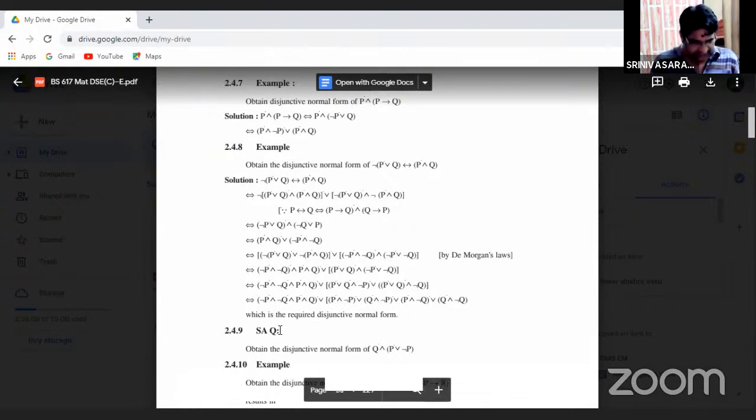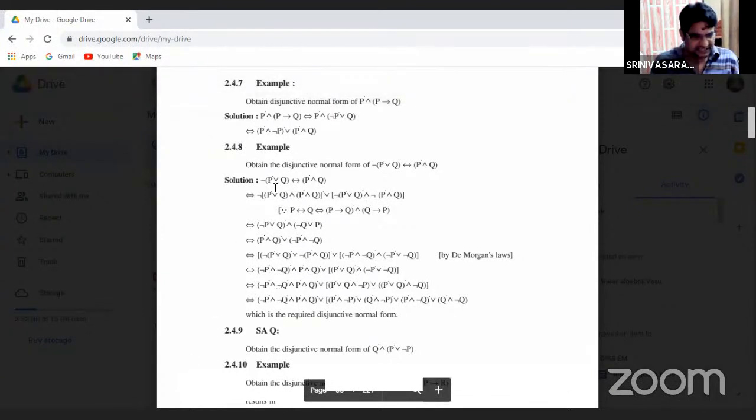Now look at this example also. What is this? Obtain the disjunctive normal form of negation of (P or Q). Okay, this is the proposition. Negation of (P or Q) if and only if P and Q. Okay, this is the concept. Now negation of (P or Q) is equivalent to P and Q. So in between the connectives are or and. That is the given; in between, the equivalence concept is here.